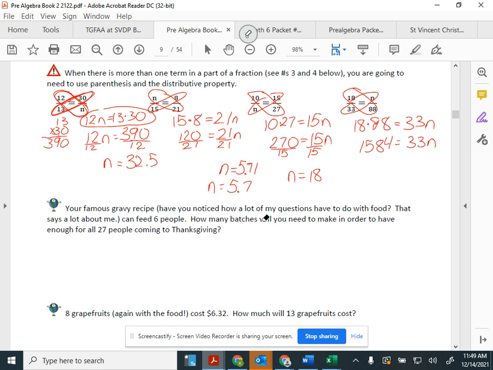Divide it by 33. Yeah, divide both sides by 33, because we want n by itself, so we have to divide both sides. And if I divide both sides by 33, I get n equals 48.